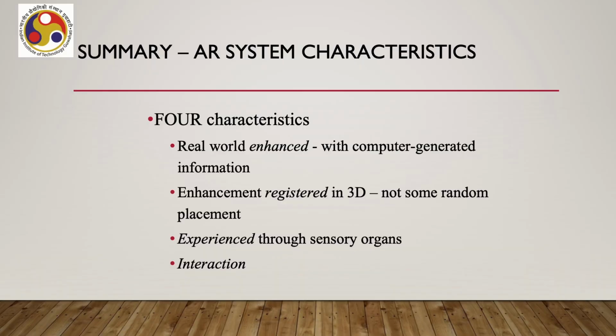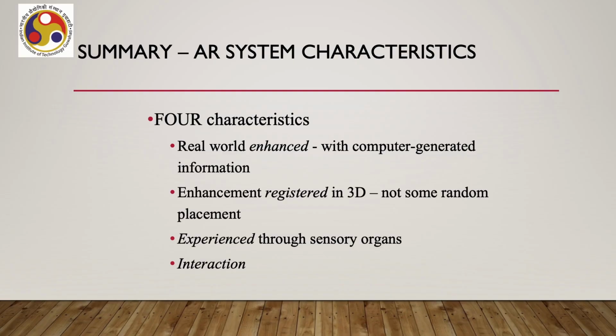So, going by this breakdown and this understanding, we can summarize the AR system characteristics. There are broadly 4 characteristics, as we have discussed previously. Number 1, real world enhanced, that means we are enhancing the real world with computer generated information, digital content. It can be image, video, text, anything. Number 2, the enhancement is registered in 3D, that means whenever this enhancement is being done, it should appear at its appropriate place, not randomly on the device. Number 3, this enhancement is experienced through our sensory organs. This is of course one of the obvious characteristics. And finally, interaction. The digital enhancement must support interaction by the user.